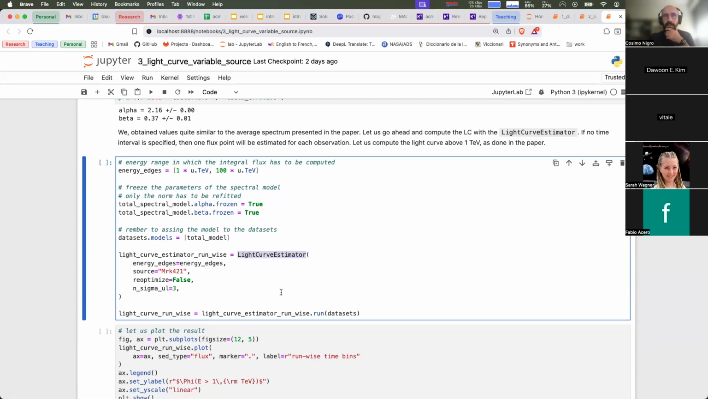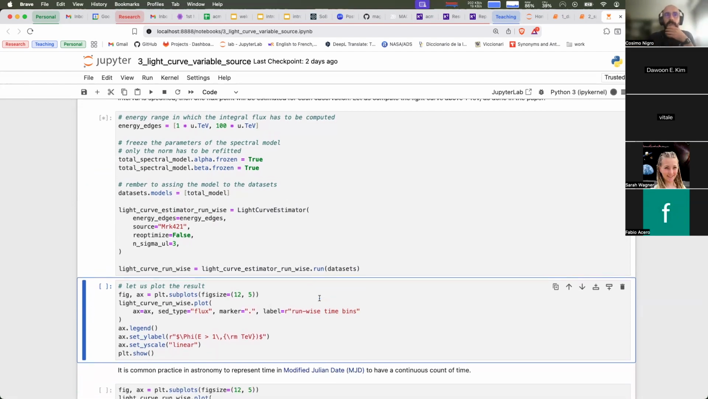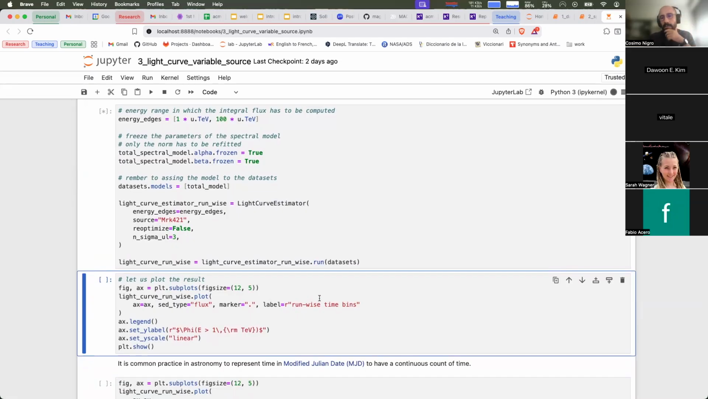Then we define this light curve estimator. It's very similar to the flux point estimator, but in this case, we should define some time binning, okay? If we don't specify any time bin, it will just produce a time bin for each of the observations. So if I don't specify anything and I run the light curve estimation, it will consider time bins that encompass exactly each of the observations in the dataset, okay? So we will have some scattered nights, each of them with 20 minutes duration, which is basically the duration of a single run for MAGIC.